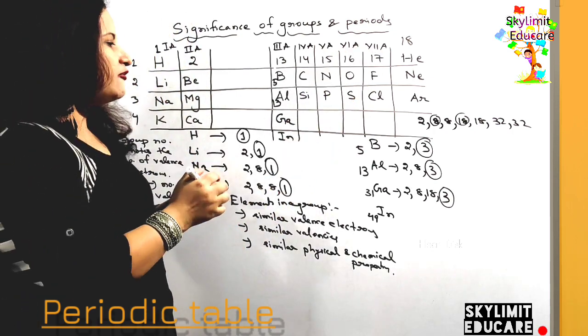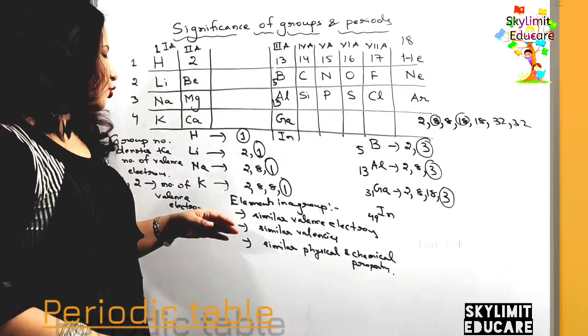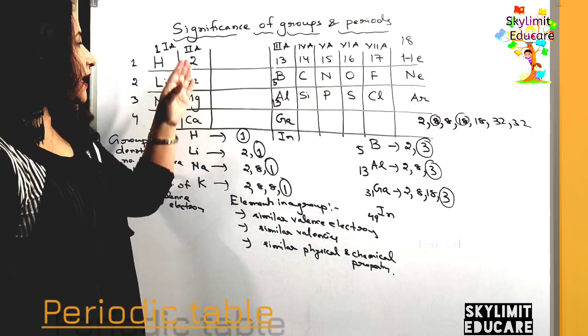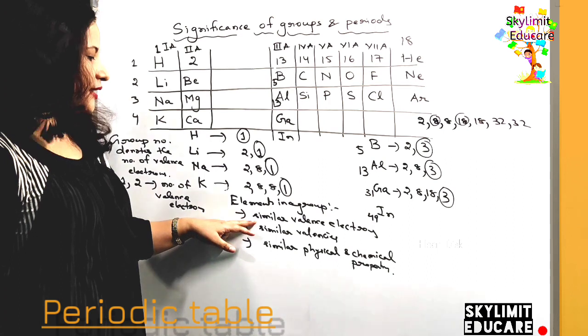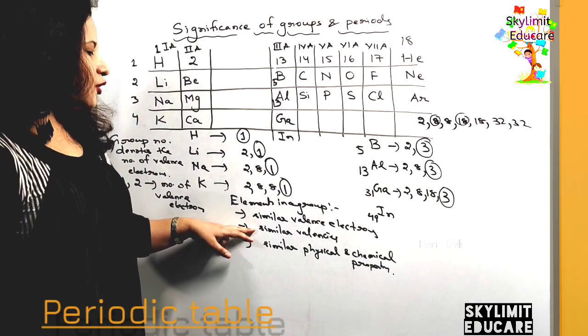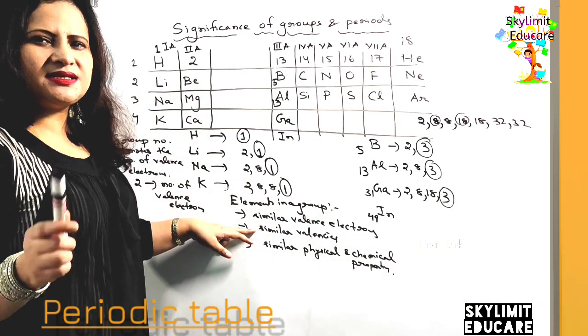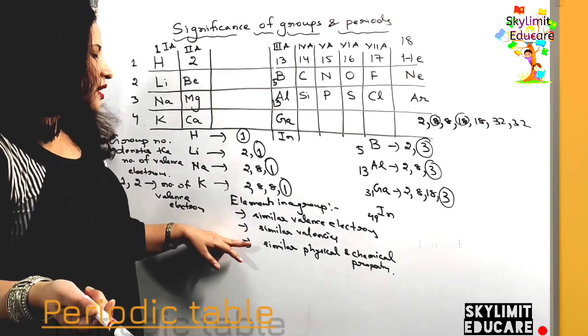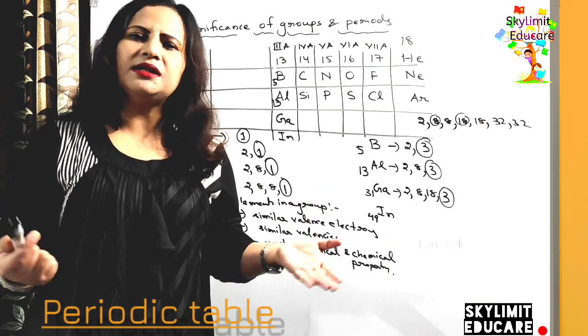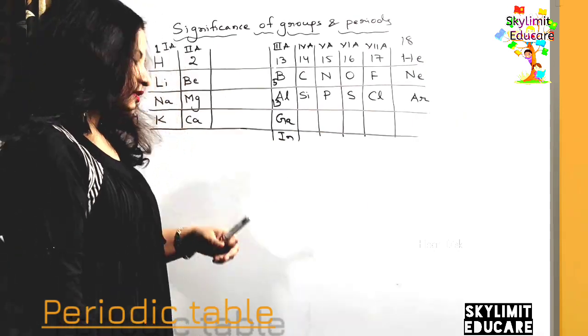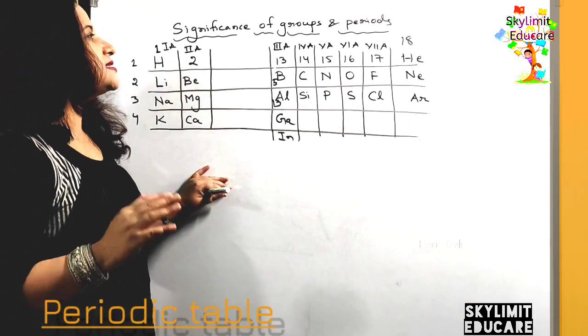So what idea do you get from the group number? From the group number we can know that in a group the elements have a similar number of valence electrons, and in a group the elements have similar valences since they have a similar number of valence electrons, and in a group the elements have similar physical and chemical properties, right? So now students, let us understand the significance of period.